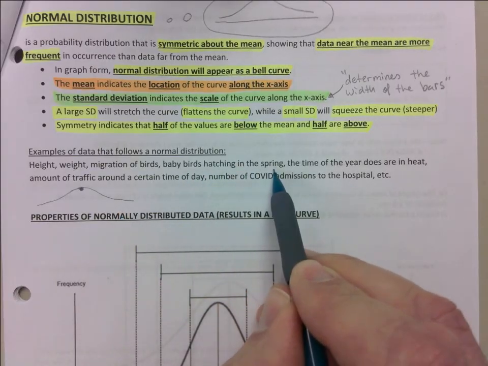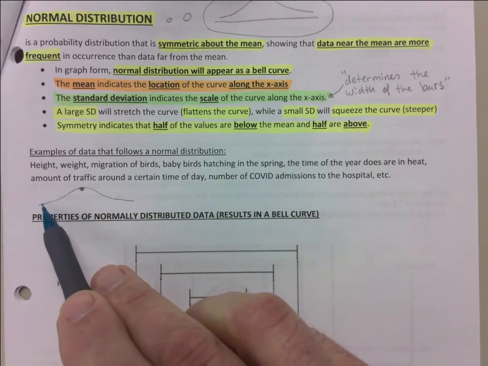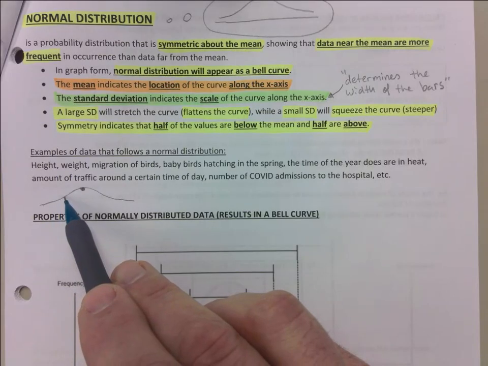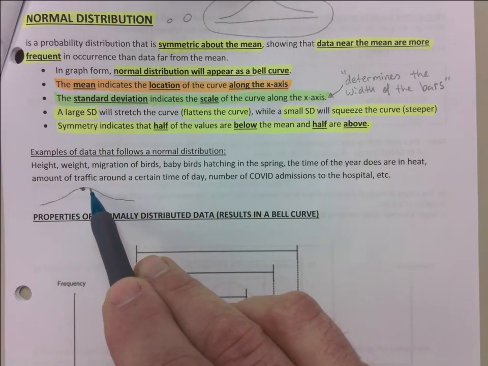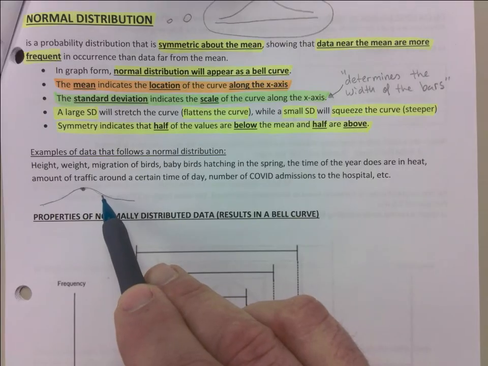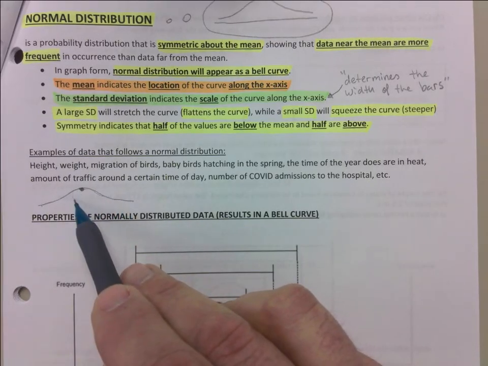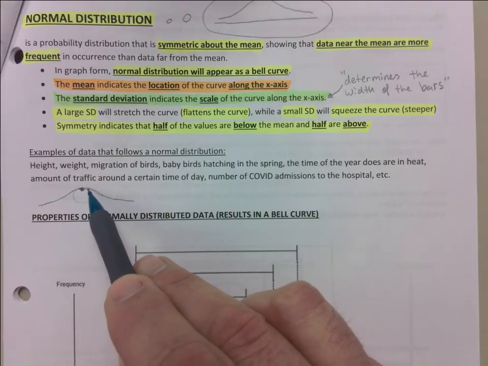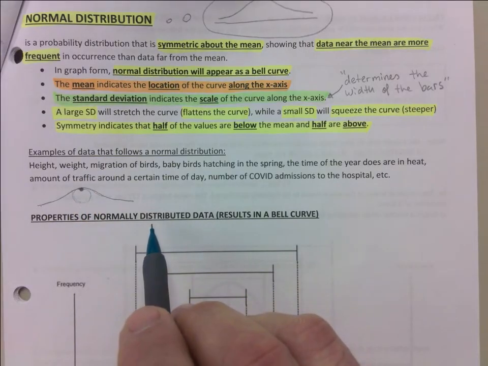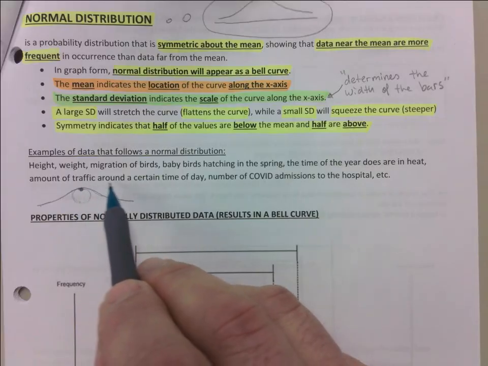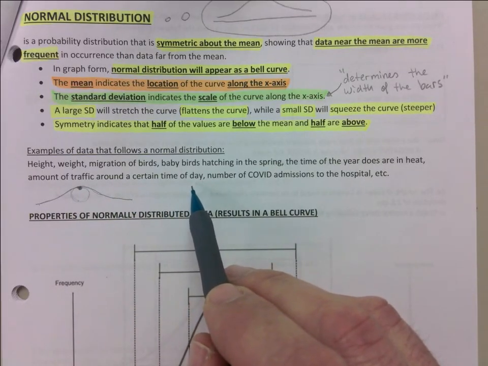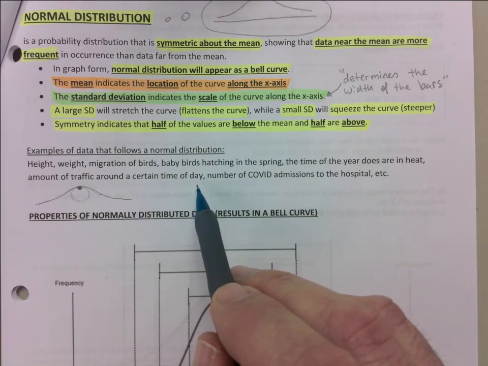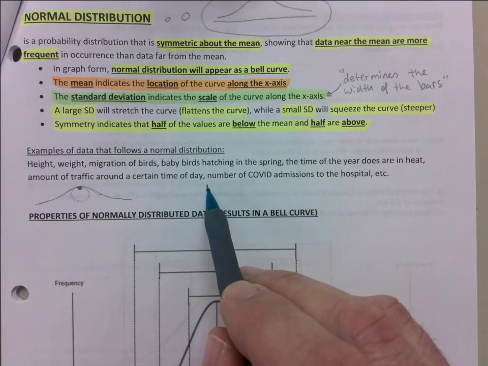Baby birds hatching in the spring, right? You've got some very early birds that hatch really early, and then more and more and more, and then you get to this peak, and some hatch later, and that happens too, but your concentration is around the mean, okay? Amount of traffic at a certain time of the day, right? Rush hour traffic, it's slow, right? And it picks up towards a certain peak time, and then it slows down again.